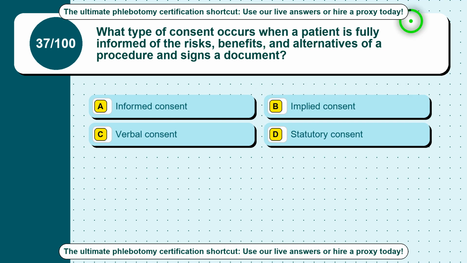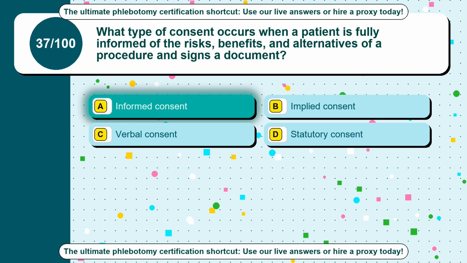Question 37. What type of consent occurs when a patient is fully informed of the risks, benefits, and alternatives of a procedure and signs a document? Option A, informed consent. Option B, implied consent. Option C, verbal consent. Option D, statutory consent. The correct answer is option A, informed consent.